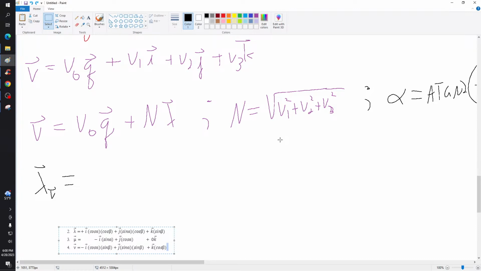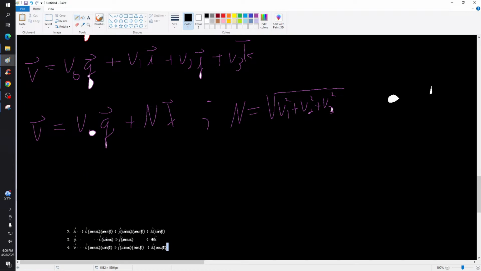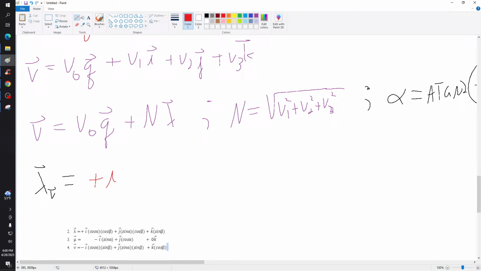And then lambda of v is going to be given by positive i cosine alpha cosine beta plus j sine alpha cosine beta plus k sine beta.